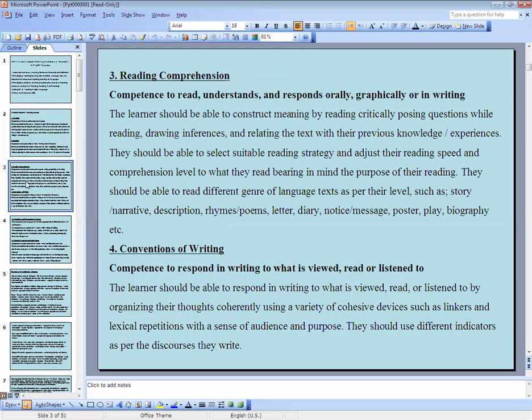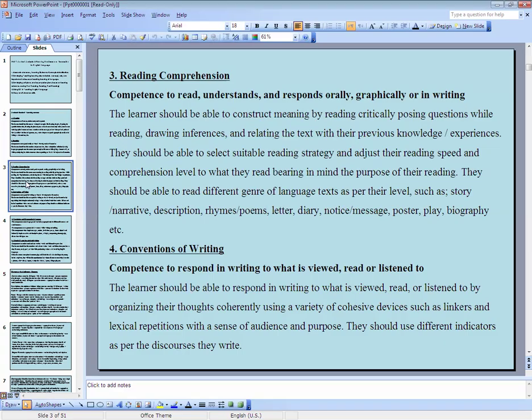Here, the competence is to read, understand, and respond orally, non-verbally, or in written form. The learner should be able to construct meaning by reading critically, not just reading. Critical reading involves analyzing, evaluating, and interpreting, so that type of reading has to be done in order to understand. You can even pose questions while reading, draw inferences, and relate the text with previous knowledge. They should be able to select reading strategies and adjust their reading accordingly.